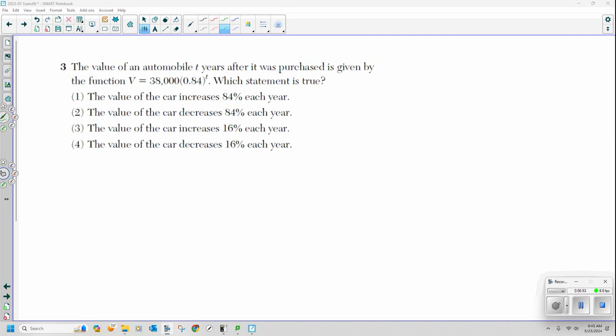Okay, 3 of these will be false. 1 of these will be true. Let's look at choice 1. The value of the car increases by 84%. No, that is false. How do I know that? This value in parentheses, if it is bigger than 1, it's increasing. If it's less than 1, it's decreasing.